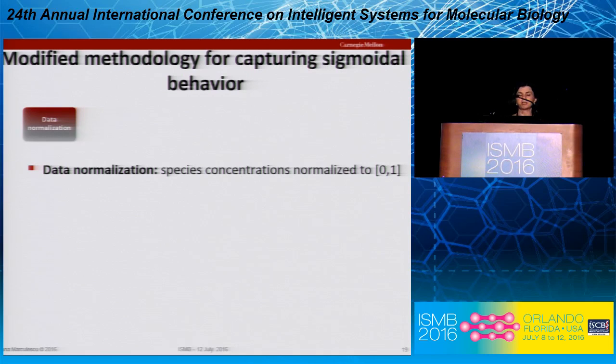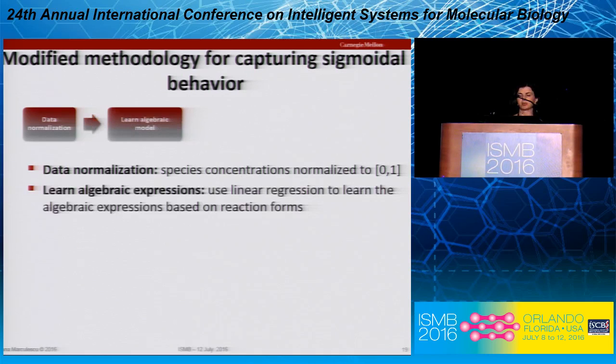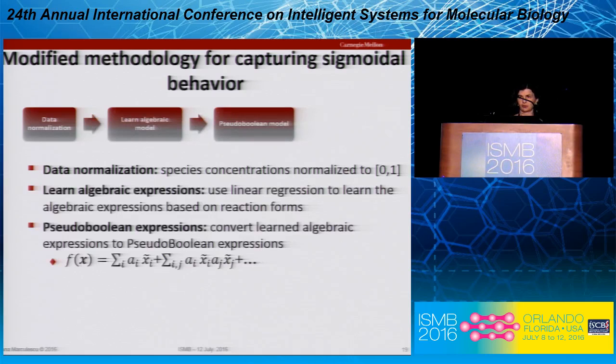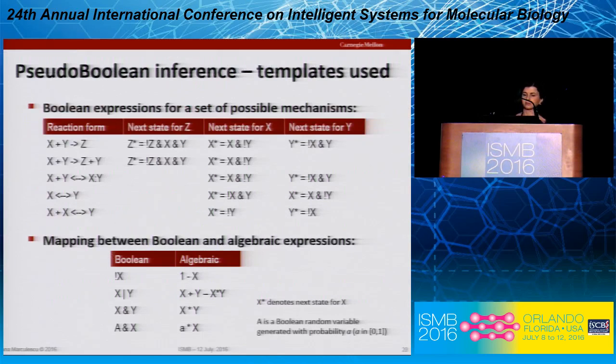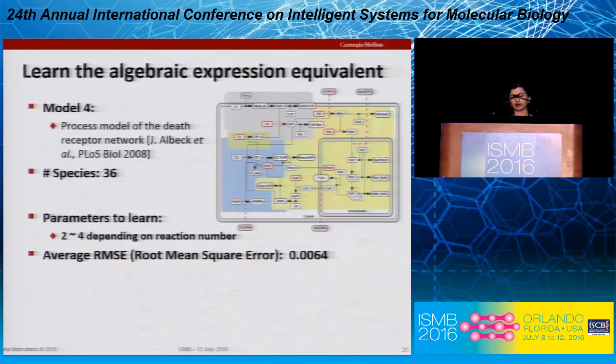The methodology is similar, except in this case we learn algebraic expressions that are converted to pseudo-Boolean expressions, and finally they end up being used in a hardware software emulation environment. Here's an example of some of the templates that we're using. So for various reaction forms, this is, for example, an inhibiting reaction or reversible, then you can come up with algebraic and pseudo-Boolean rules. And while you map them on existing ODEs and reaction forms that you have, you can see how well they behave when you get your resulting pseudo-Boolean expressions.